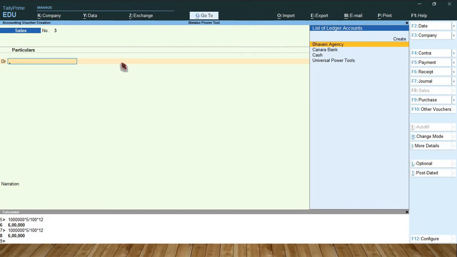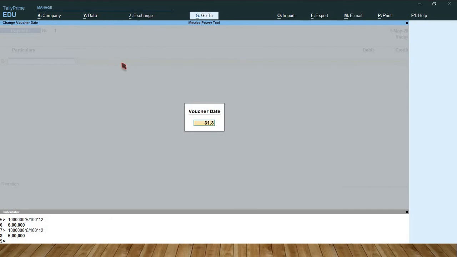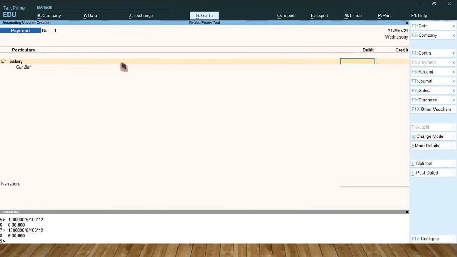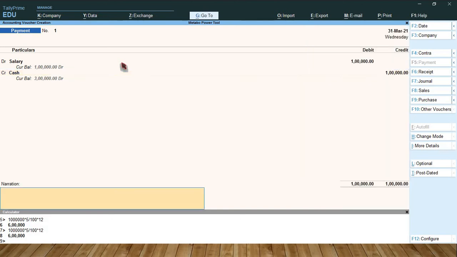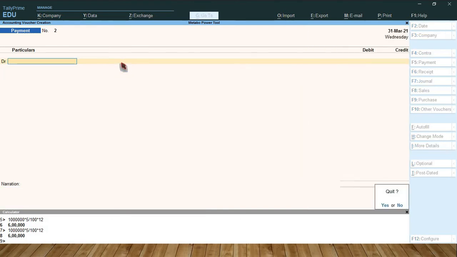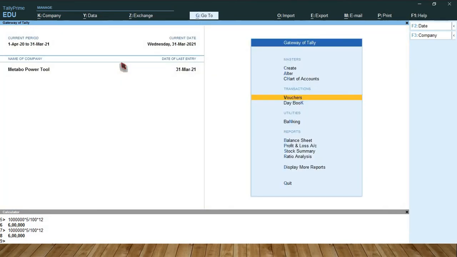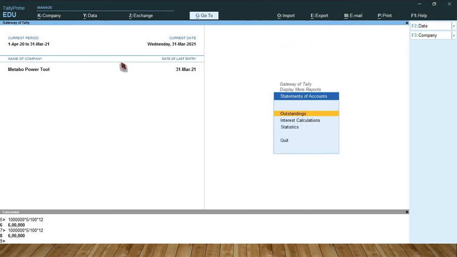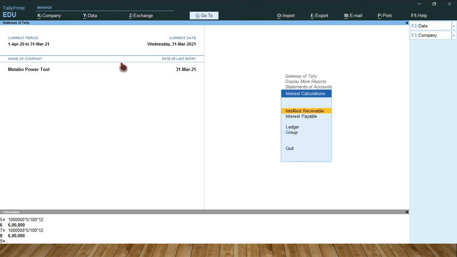So go to the payment voucher, F5, change the date, F2, 31 March 2021. Salary, 1 lakh. Cash, 1 lakh. Okay. So now go to the gateway of Tally. So check the interest calculation for each ledger. Press display more reports. Select statement of accounts. Select interest calculation, select interest receivable.